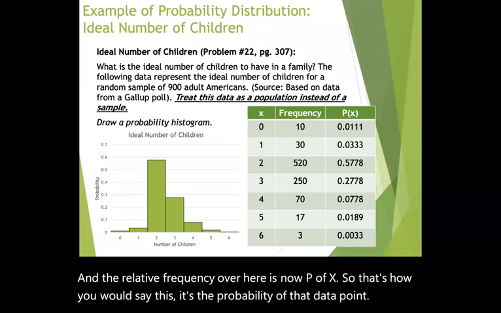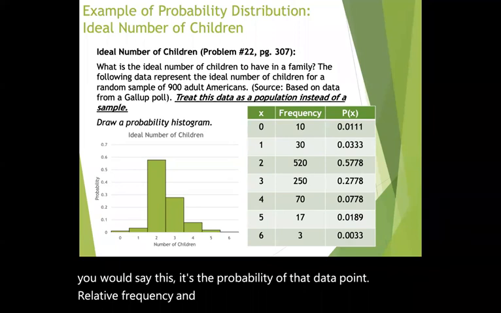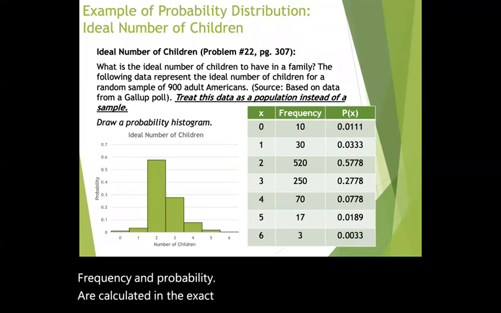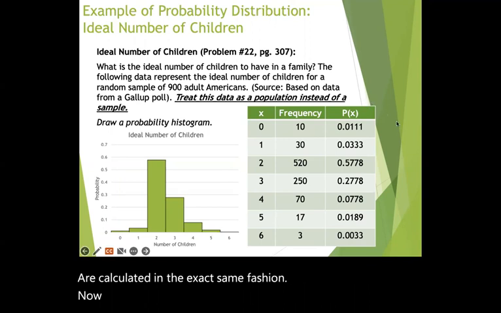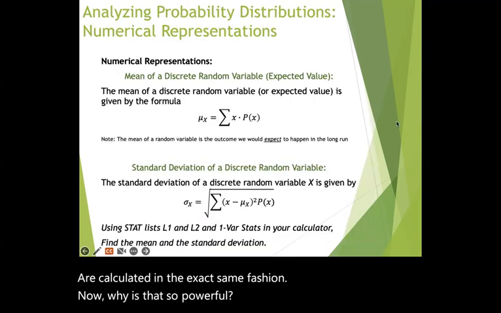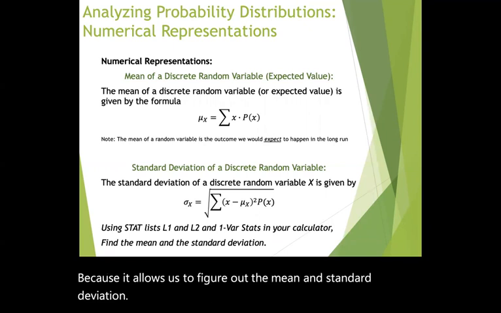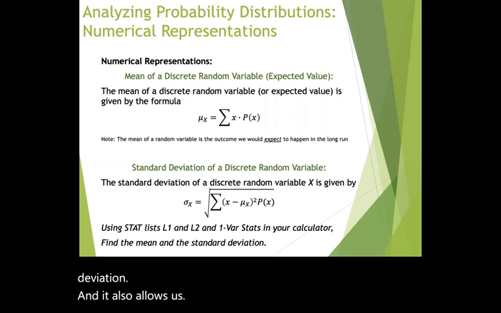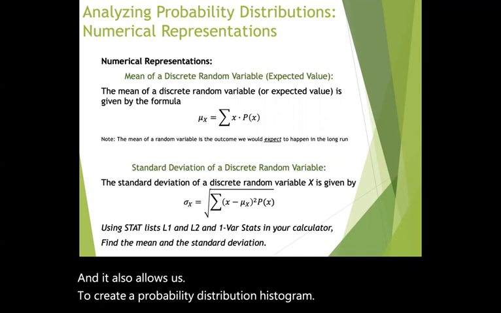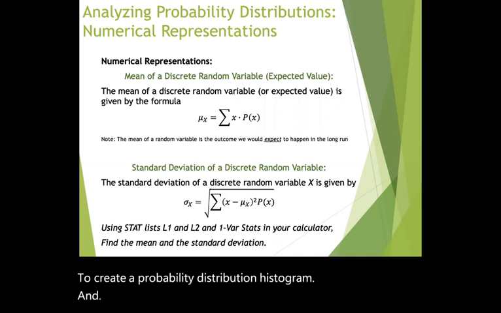So relative frequency and probability are calculated in the exact same fashion. Now, why is that so powerful? Because it allows us to figure out the mean and standard deviation, and it also allows us to create a probability distribution histogram and create random variables that have a meaning that's related to probability.